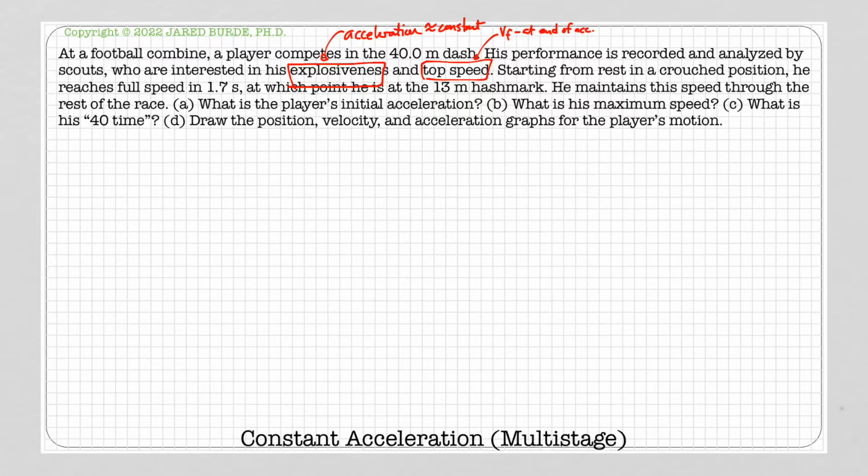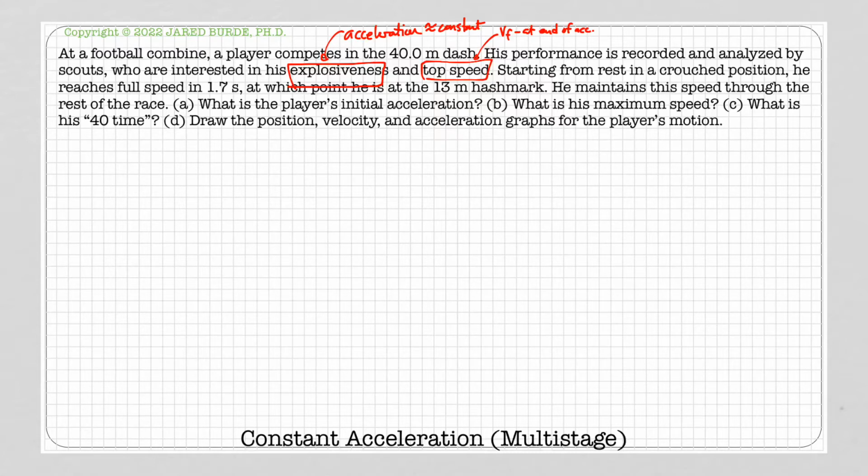And so we're told that this player starts from rest, like he's doing a sprint, and he reaches full speed in 1.7 seconds, at which point he's on the 13th hash mark. Then he holds that top speed through the end of the race, and we're asked what is the acceleration, the maximum speed, and his 40 time. That is the time it takes to complete the entire 40-meter dash. And finally, we will find position, velocity, and acceleration graphs for this motion.